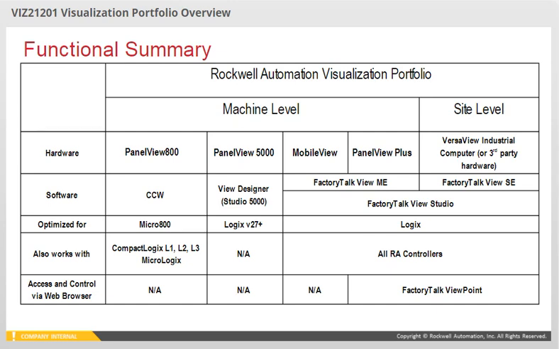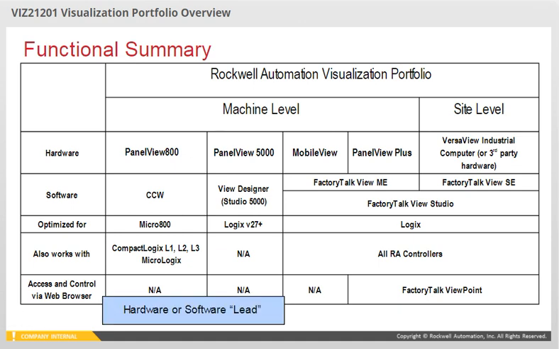Now that we have discussed all of the lead products in the Rockwell Automation visualization portfolio, let's summarize and compare all of these products. For the machine-level applications, Rockwell Automation leads with several hardware platforms. The PanelView 800 is intended for machine builders for whom product cost is the main concern.